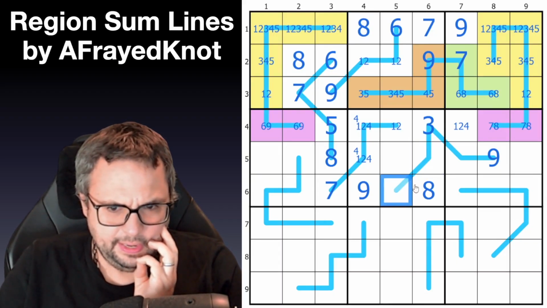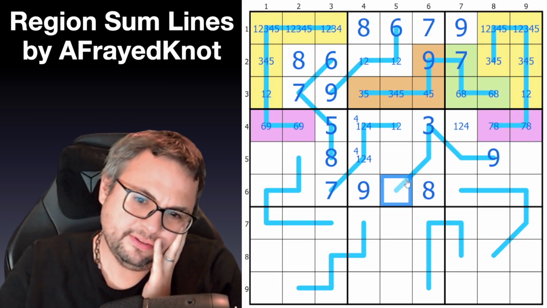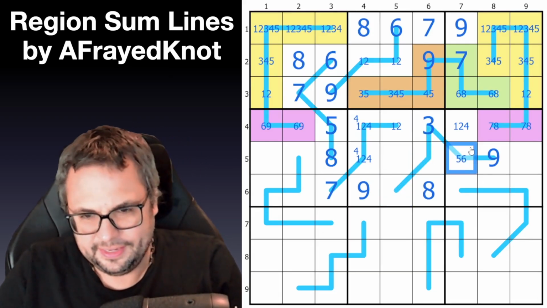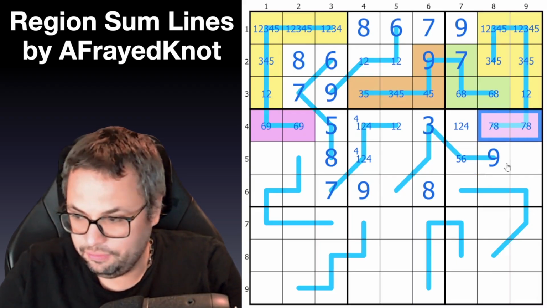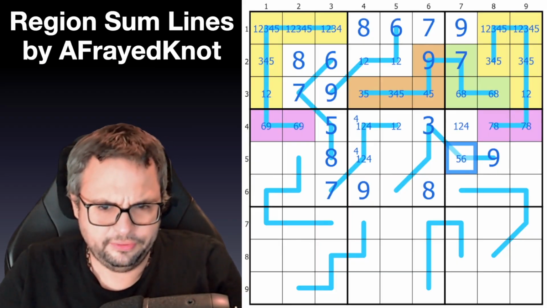Okay. Now I can at least write in what the minimum this digit can be, because again, this is 3 plus 5 plus 6, which is 14. So this needs to be at least 5, and it can only be 5 or 6 because 7, 8, and 9 have gone in the box. So I can write this as a 5, 6.